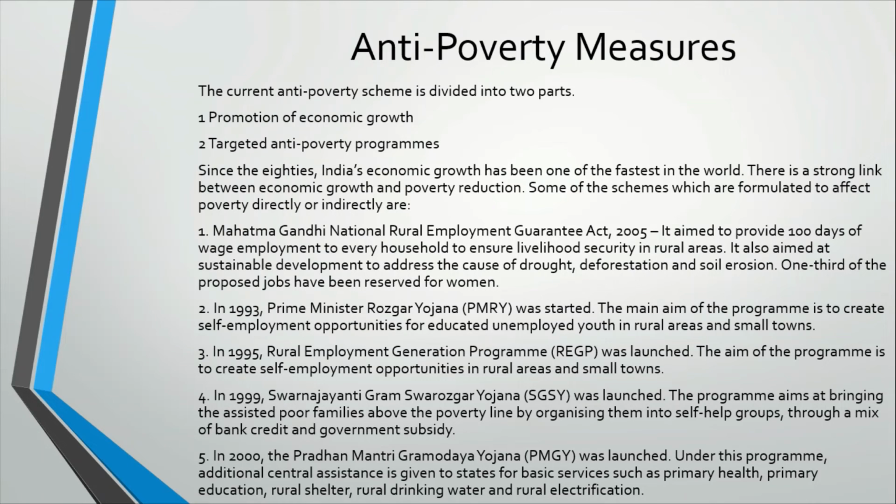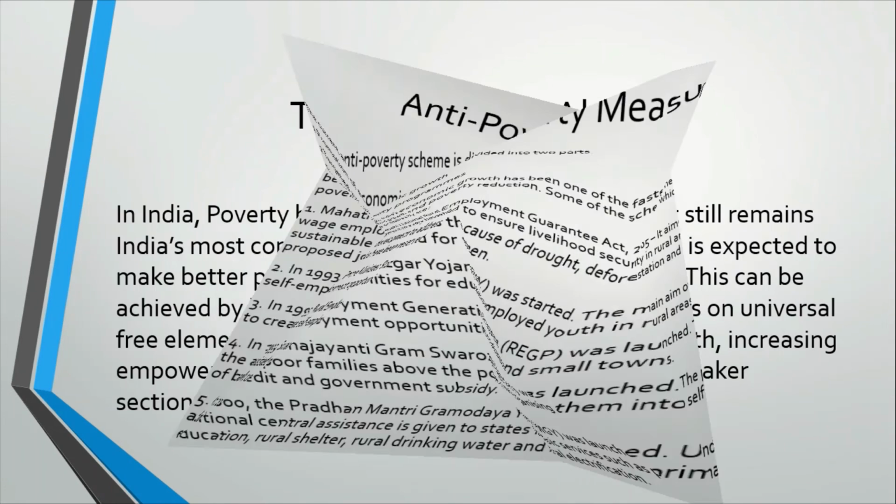In 1999, the Swarna Jayanti Gram Swarojgar Yojana, SGSY, was launched. The program aims at bringing the assisted poor families above the poverty line by organizing them into self-help groups through a mix of bank credit and government subsidy. In 2000, the Pradhan Mantri Gramodaya Yojana, PMGY, was launched. Under this program, additional central assistance is given to states for basic services such as primary health, primary education, rural shelter, rural drinking water, and rural electrification.